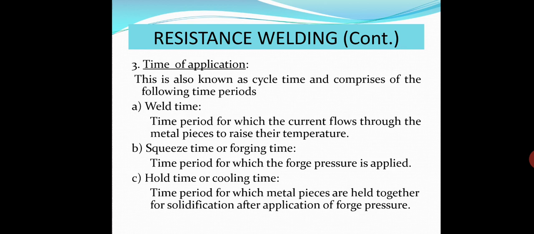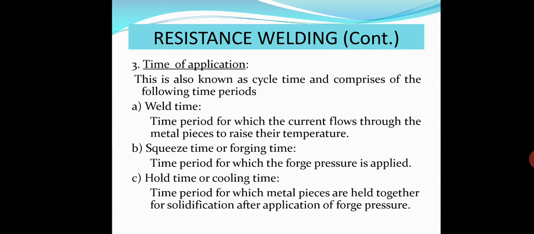Next is time of application. This is also known as cycle time and comprises the following time periods. First one is weld time. Weld time is the time for which current flows through the metal pieces to raise their temperature. Next is squeeze time or forging time. This is the time period for which forge pressure is applied to squeeze the metal pieces.